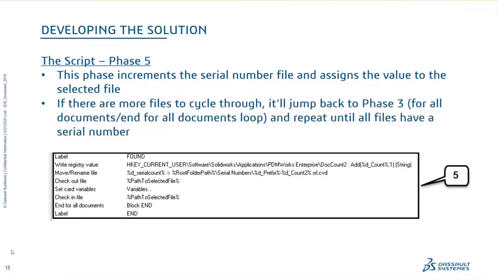So let's step through this. We start at the found label, and then we're going to write to doc count 2, and we're going to add 1. I didn't write to doc count 1 because I found that when I did that, it messed with phase 4. So we're just going to leave it as a separate one.